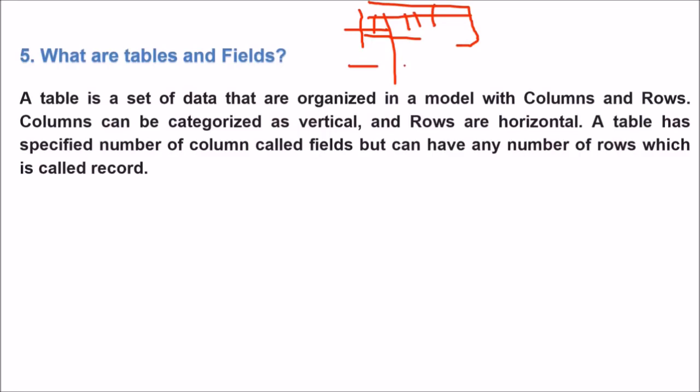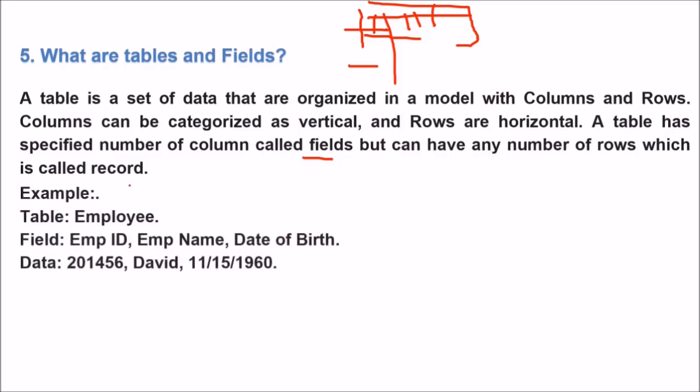So a table has a specified number of columns called the fields, but it can have any number of rows, which are called the records. For example, the table can be employee, the fields can be employee ID, employee name, date of birth. Data can be for employee ID. This is the data. Employee name is David. Date of birth is 11/15/1960.